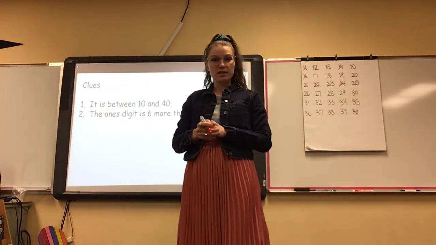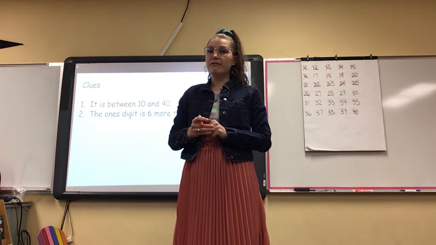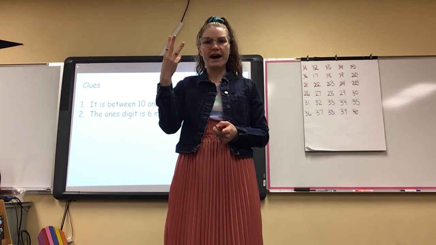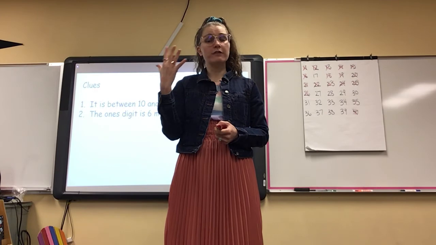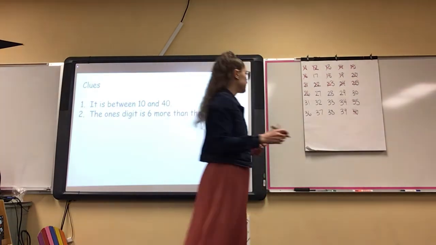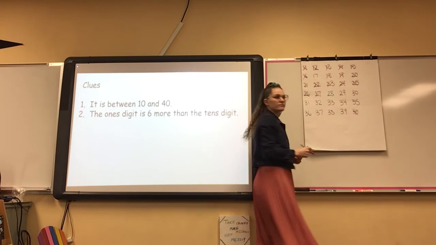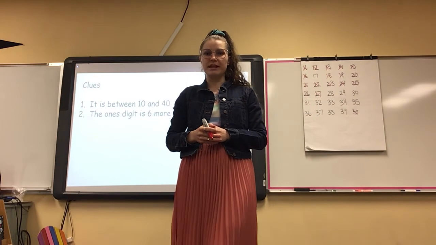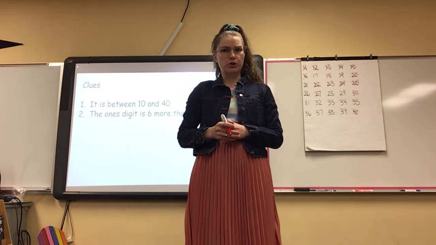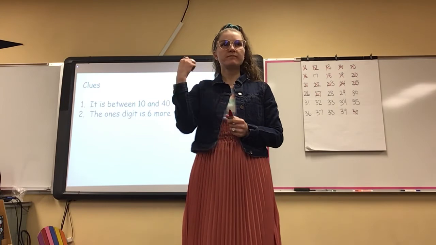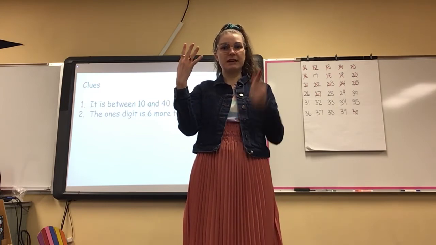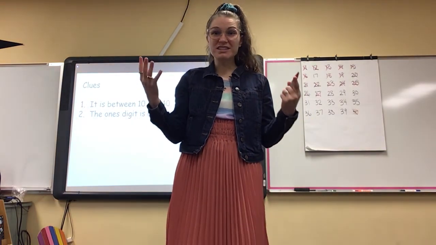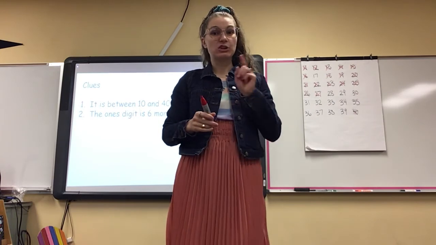27, 7 in the ones place, 2 in the tens place. 2, 3, 4, 5, 6, 7. 7 is only 5 more than 2. It's not an option. 28 has an 8 in the ones place and a 2-digit in the tens place. 8 is more than 2, but how much more than 2? 3, 4, 5, 6, 7, 8. We found one! 8 is 6 more than the digit 2. So 28 could be our mystery number.